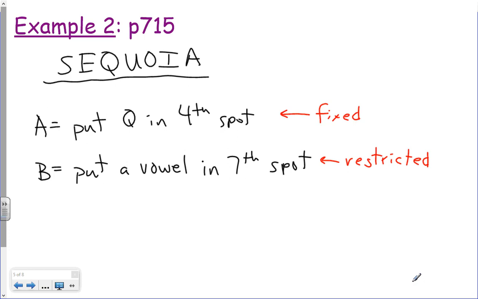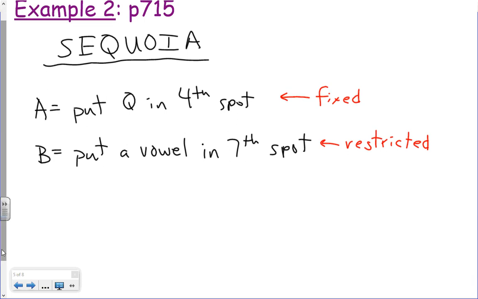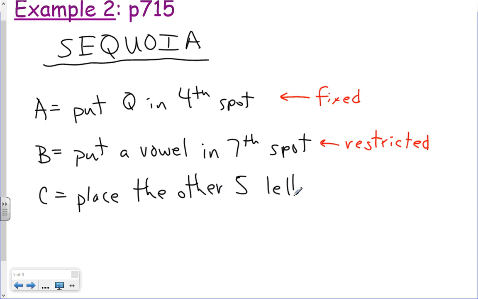All right. There is one last event that we should talk about, because that only takes care of 2 of the 7 letters we're dealing with. So we're going to group all these together. If you want to list 7 different events, one for each of the letters that we're writing out here for each spot, you could do that, but I'm going to group these together. So we're going to call event C placing the other 5 letters. All right, so those are the 3 events that we've got to deal with here.